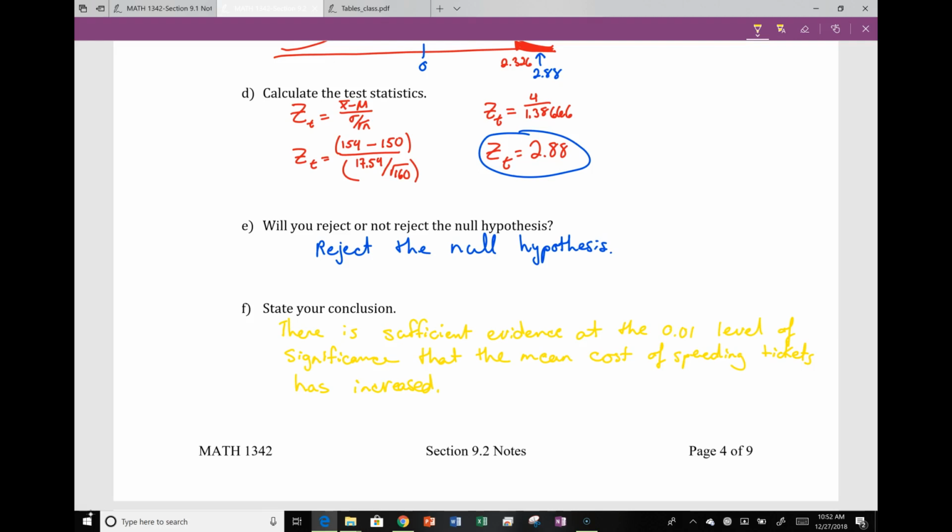Now, let's look at the possibility if we had said that we did not reject it. The only difference is we would change it to there is not sufficient evidence to state that it had increased. That's our only difference with our conclusions: we reject, there is. Do not reject, there is not. So I want you to try one or two of these, and then whenever we come back, we're going to look at a second method of calculating our hypothesis testing.